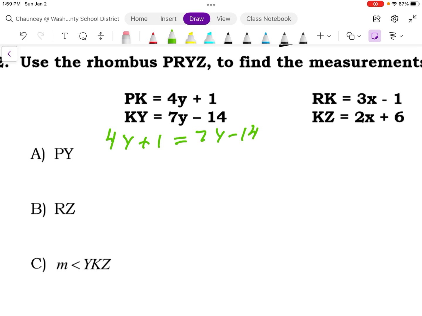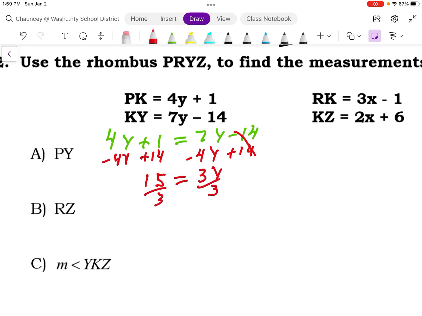Now it's just becoming combining of like terms. And this becomes pretty easy. We can do this in one fell swoop here. So we say, okay, plus 14 here, plus 14 here. We want to do minus 4y here, minus 4y here. That gives me 15 on this side. That gives me 3y on this side. Now, if you divide the 15 by the 3, you get y equals 5.